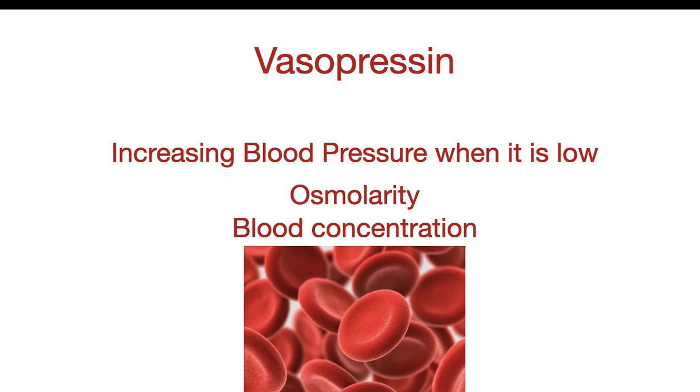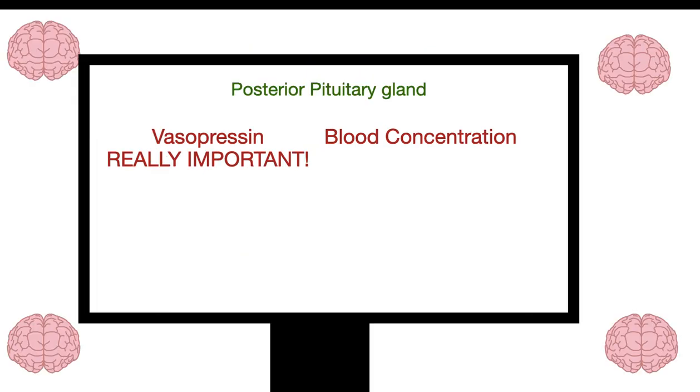So osmolarity is when solutes like sodium and potassium are in the bloodstream, and the amount of those solutes in the bloodstream is called osmolarity. When there's too much, it can be very fatal. So that's why vasopressin is important for regulating osmolarity. When it's too high, vasopressin makes it low. So vasopressin is important for blood concentration.